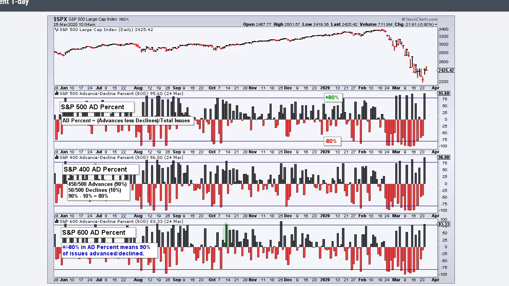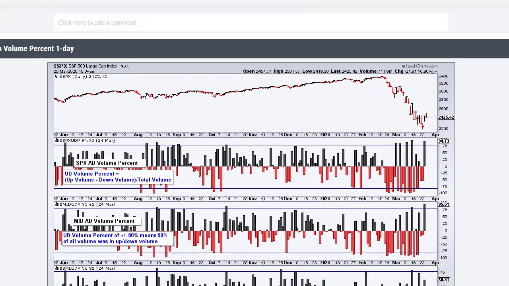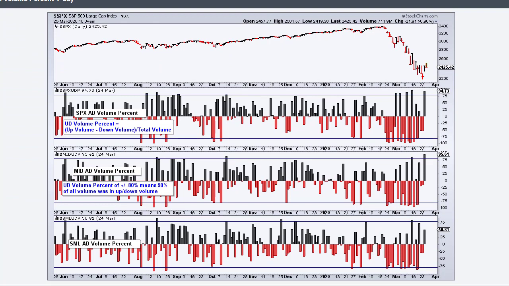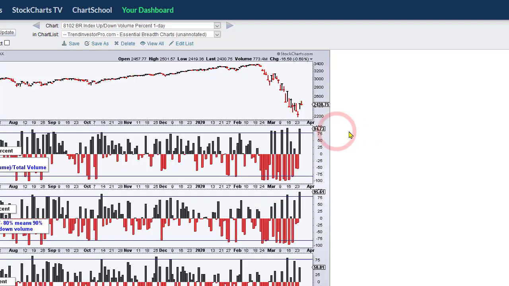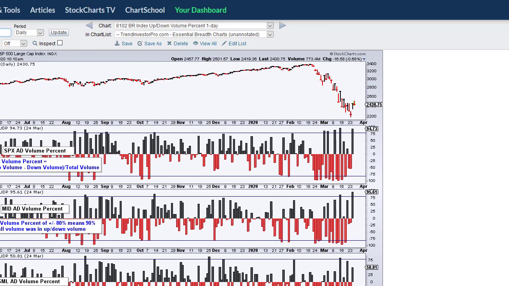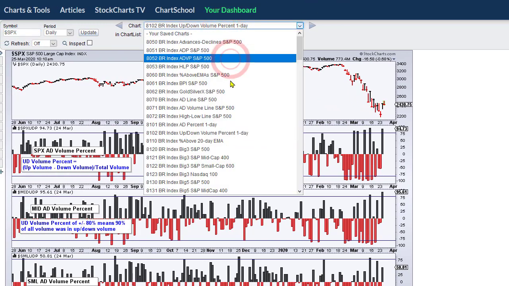Now, we also have a couple more indicators. This is AD volume percent. It's advancing volume minus declining volume divided by total volume. And there you can see less selling pressure leading up to the bounce. But again, it was only 2 days here for small caps and mid caps and a little better for large caps. And then I'm going to click on this chart because this is on the essential breadth indicators chart list.